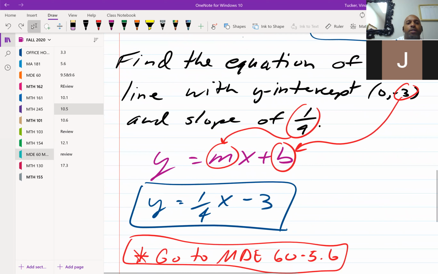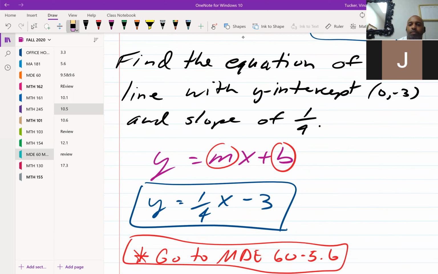Next type of exercise you may see is let's find the equation of the line with y-intercept 0, -3, and slope of 1/9. I said 1/9. I meant 1/4. Sorry about that. But same practice whether you write 1/9 or 1/4. So if you got 1/9, you can hold true to it.